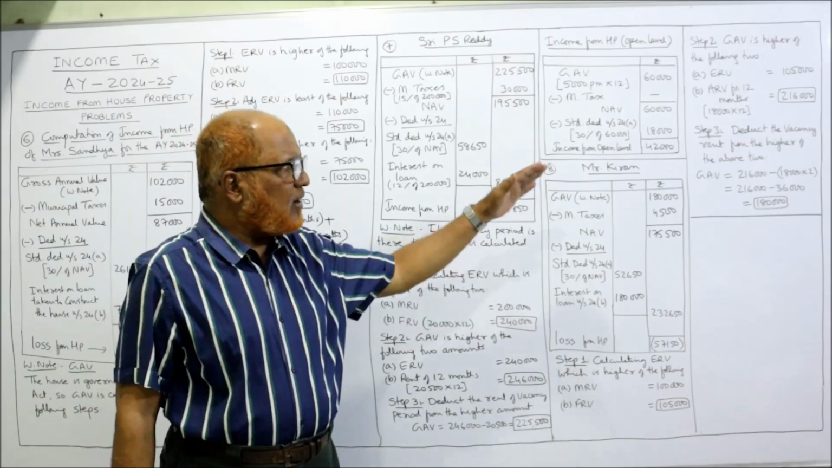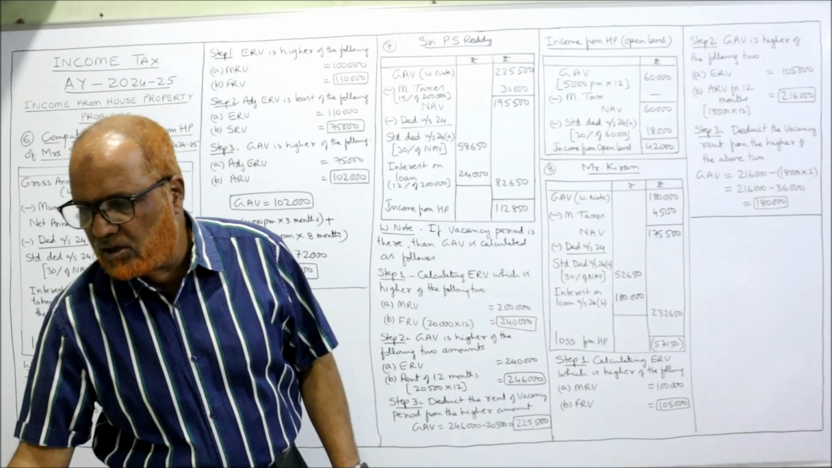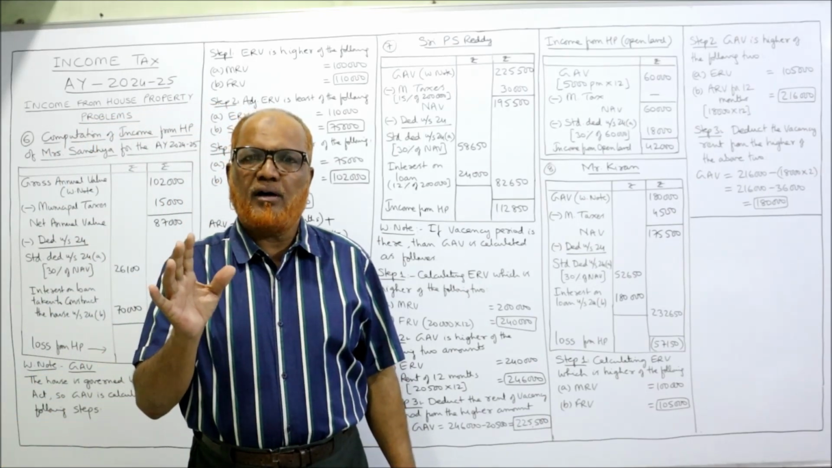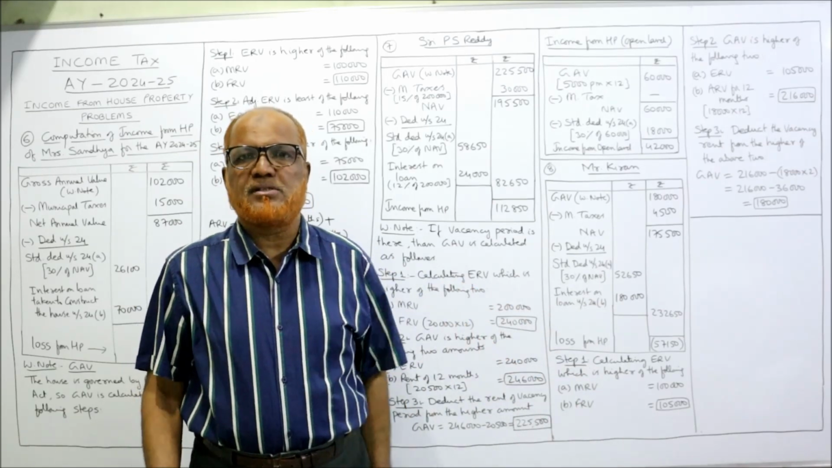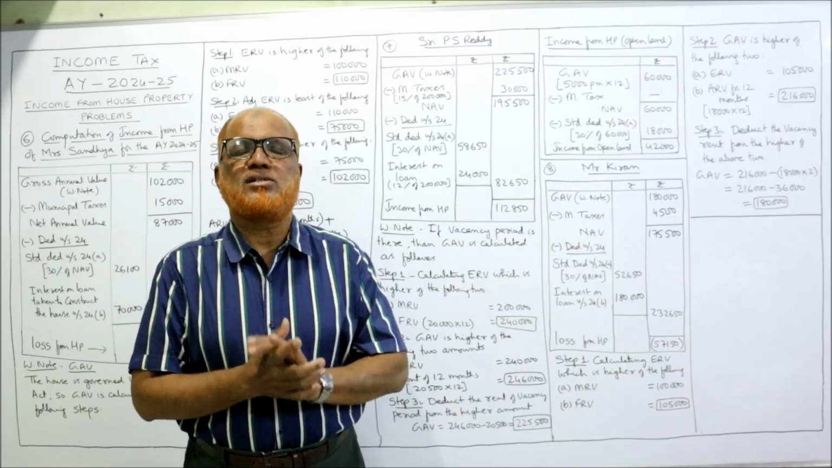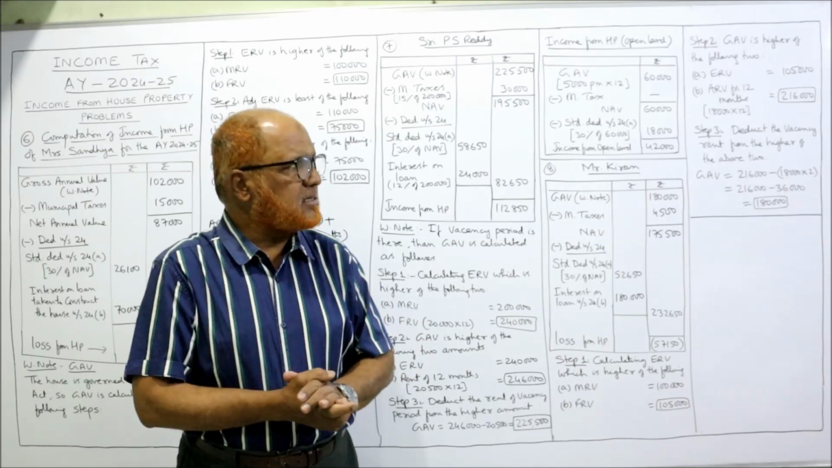That's all. So after completing this answer, you must write working notes. In working notes, you must write first point. Vacancy period is there, that's why we have to apply these steps. Secondly, interest on loan will be allowed as reduction even if it is not paid. It is allowed. That's it.